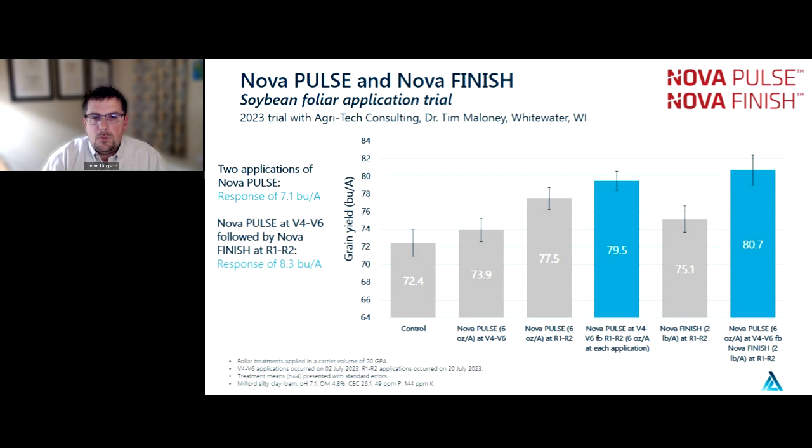If you focus on the 4th bar from the left, the blue bar, 79.5 bushels versus the control yield of 72.4 bushels per acre. We actually had a bigger response from a sequential 2-pass application of NovaPulse. The first at V4, V6, again 6 ounces per acre, then followed by another 6 ounces per acre at R1, R2, leading to that 7.1 bushel per acre increase for the sequential application of NovaPulse versus the control.